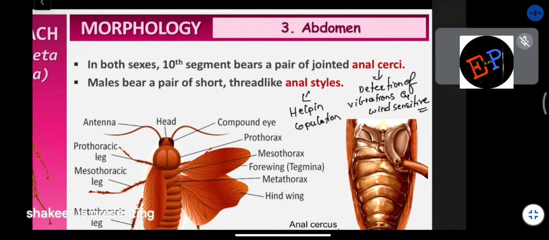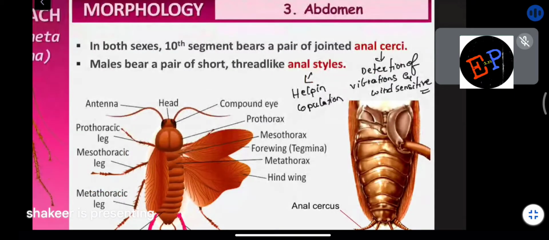Are you able to understand? So where are these anal cerci present? They are present on the 10th segment. Are you able to understand? And they are present in males as well as in females. See here, this is the anal cerci. They are present in both males as well as females.